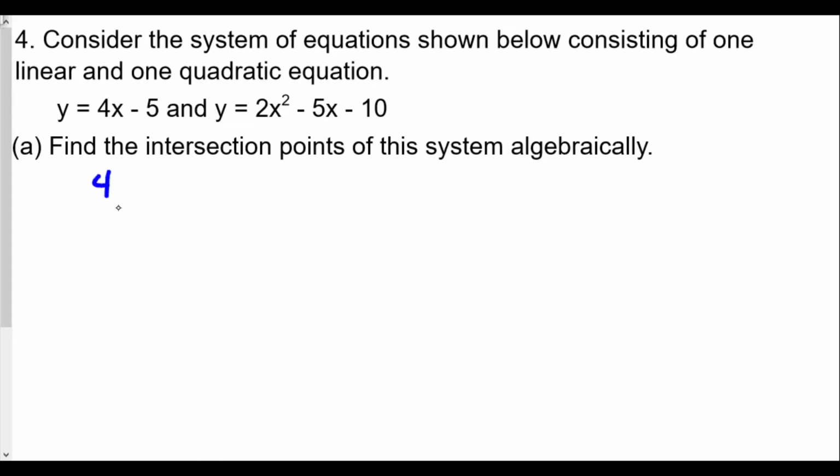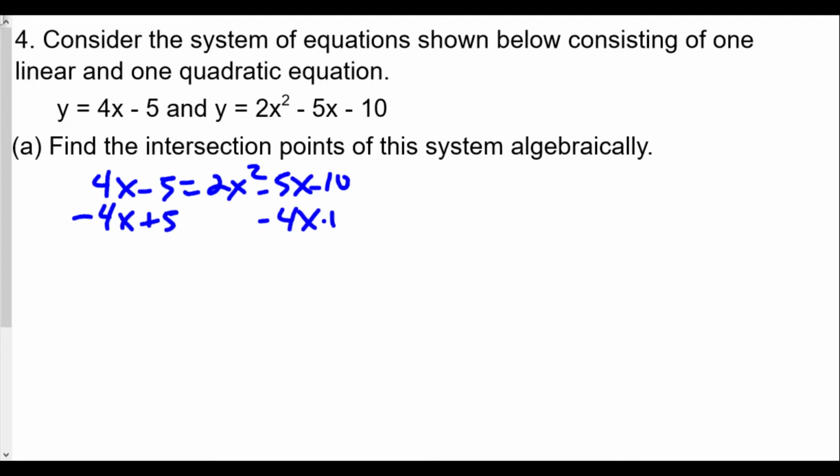Therefore, we have 4x minus 5 is equal to 2x squared minus 5x minus 10. And so I'm going to move everything over to the right side, mainly because I have a 2x squared already, and on the right it's positive, so I want to keep that positive. I'll subtract 4x on both sides and add 5. Could you do it the other way? Yes, but factoring with a negative x squared is a little more tricky. So I want to make sure my factoring is as easy as possible.